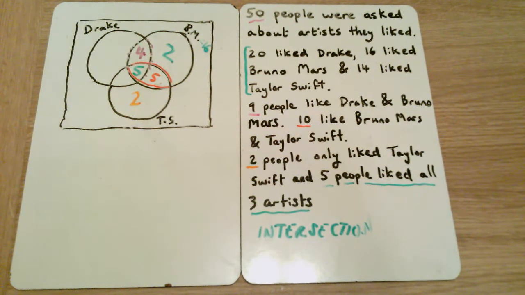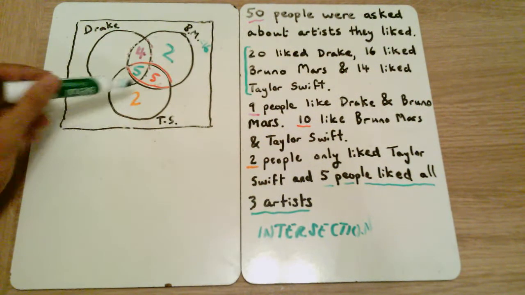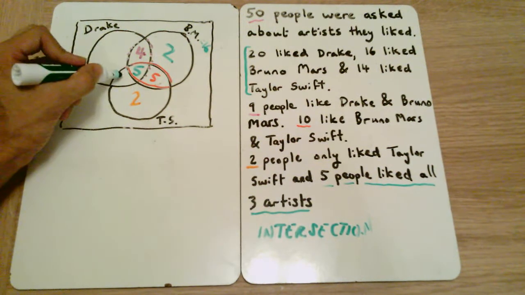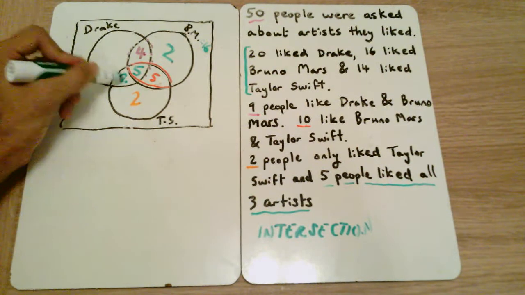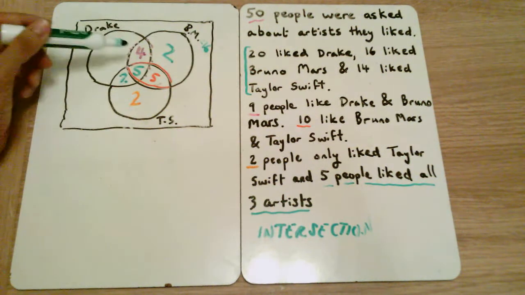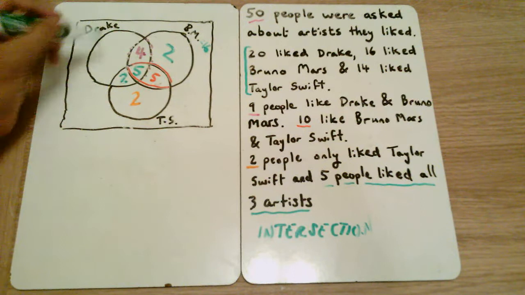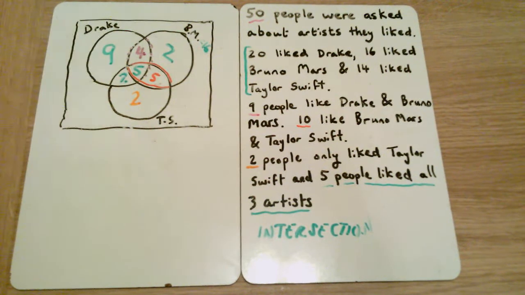Similarly, we know for Taylor Swift that 14 people like Taylor Swift. Over here, 5 plus 5 is 10 plus 2, giving us our 14. And now we have enough to work out the people that like Drake, which refers to 20. We've got 4, 5, 2. That gives the value of 11, meaning there are 9 left over to make our value of 20.